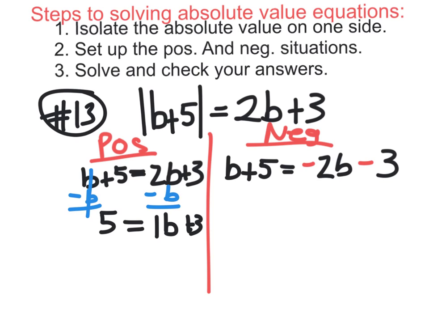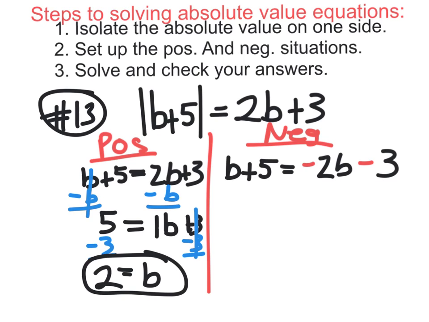Now I need to get rid of that plus 3, so I'm going to subtract 3. It's going to cancel. Subtract 3. 5 take away 3 is 2. So you really have 2 equals b. You don't have to put the 1. 2 equals b. That's an answer so far.